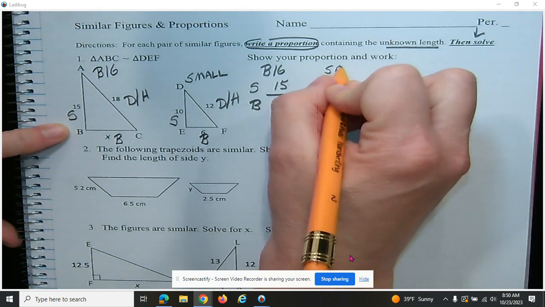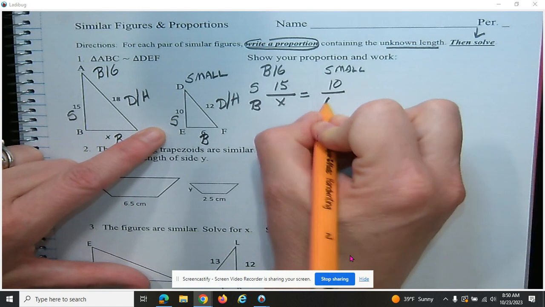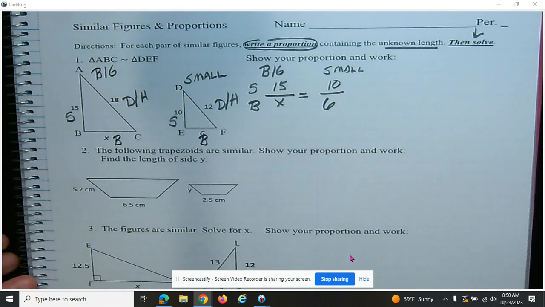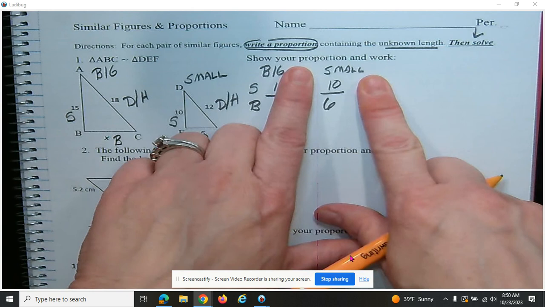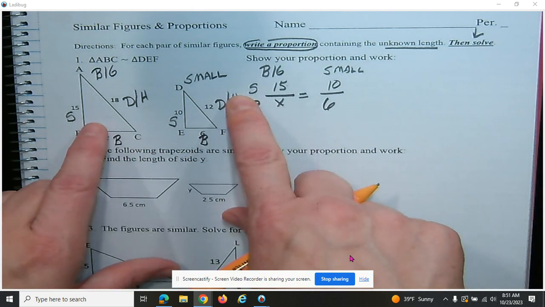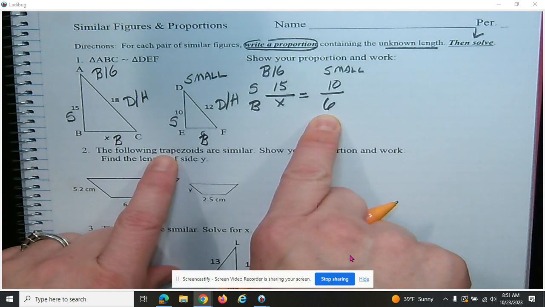I'm going to look at my small. I got to do my side over my base. I put my big on one side of the proportion. I put my small on the other side of the proportion. I put my two sides on top, my two bases on the bottom. Do you guys see that?